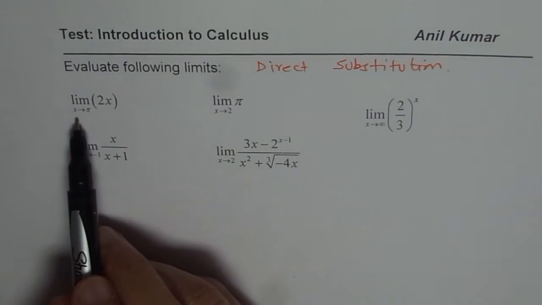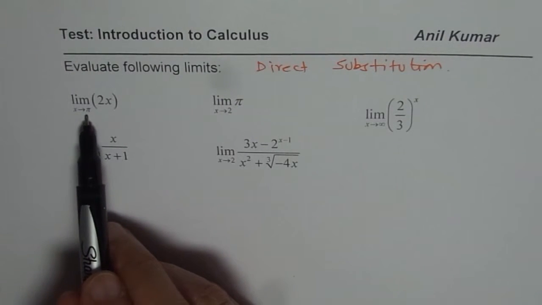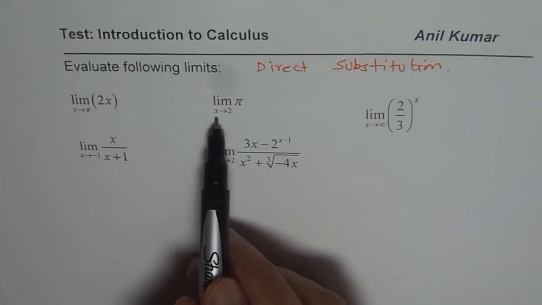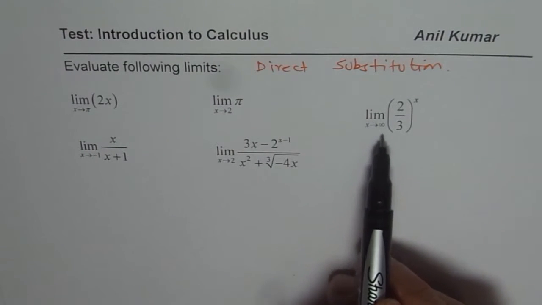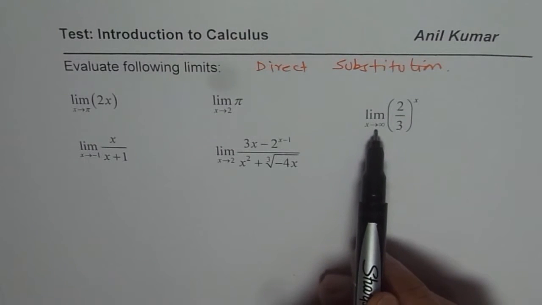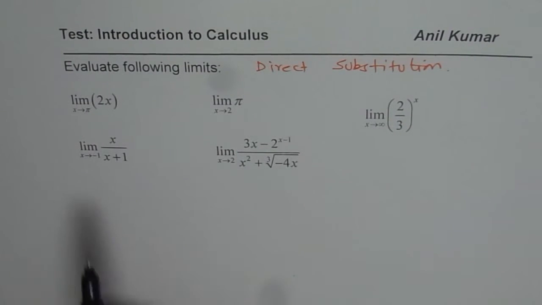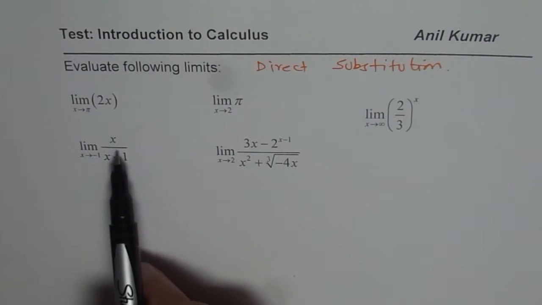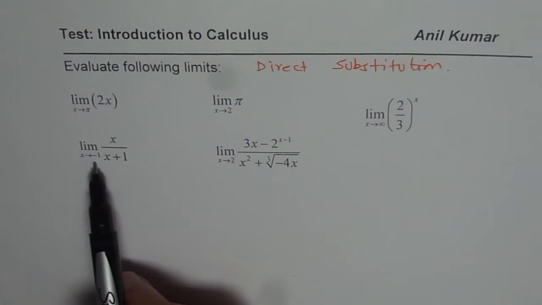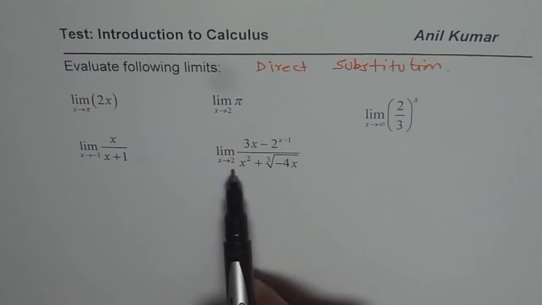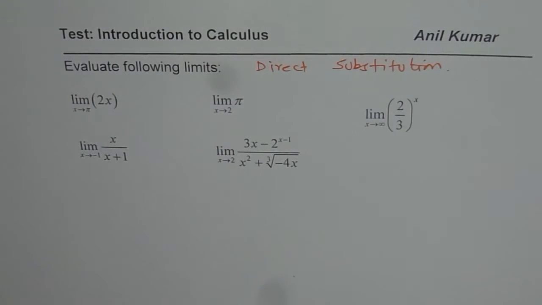The first one is limit of 2x where x approaches pi. Second one is limit of x when x approaches 2. Third one is limit of 2 over 3 to the power of x when x approaches positive infinity. Then we have limit of x over x plus 1 when x approaches minus 1. And the last one here is limit when x approaches 2 of 3x minus 2 to the power of x minus 1, divided by x squared plus cube root of minus 4x. So you can solve these questions and then look into my suggestion.